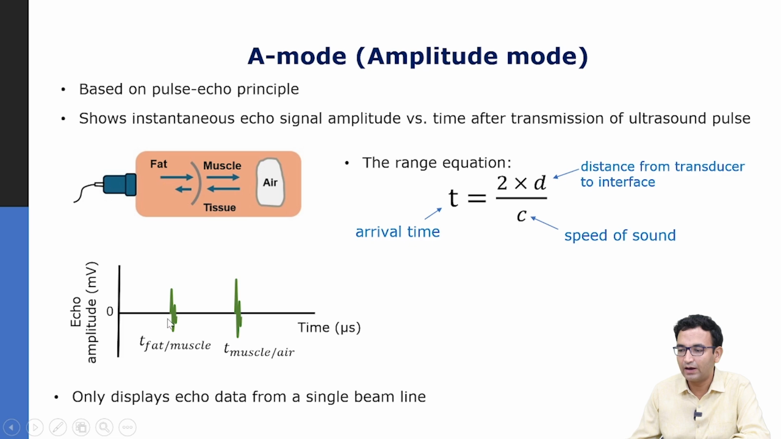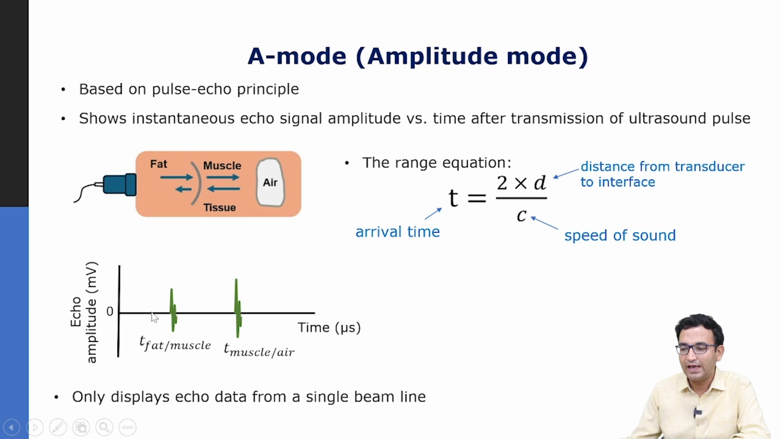Now, once you get the echo amplitudes, let us say this is the first interface, the interface of fat and muscle, and after some time you get that echo, and the second echo is from muscle and air, and as you can see this echo is stronger in the schematic, which makes sense because there will be a stronger impedance mismatch between muscle and air.